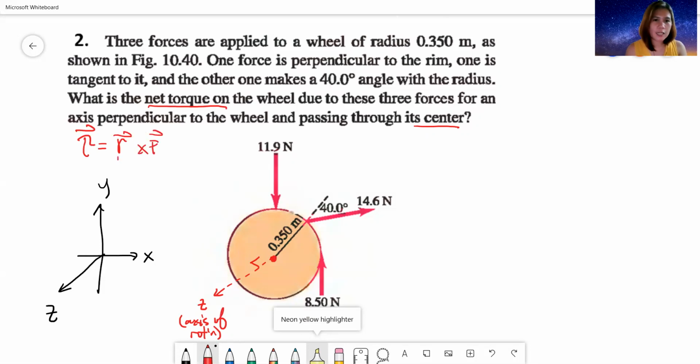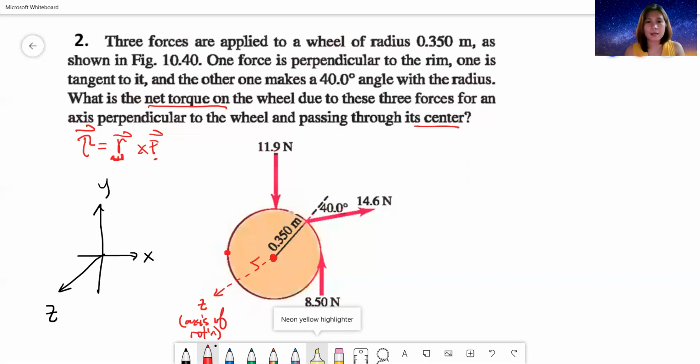So itong si position vector R, the magnitude of this is the distance between the point of application of the force and the axis of rotation. So if the axis of rotation here were not the center of the wheel, let's just say the axis of rotation is somewhere here, then the total torque of these three forces would be different. Okay? So that is why every time you're asked to determine torque, you have to take note also kung ano ba, saan ba ang location ng reference point.